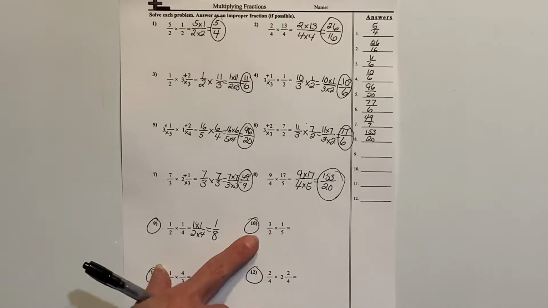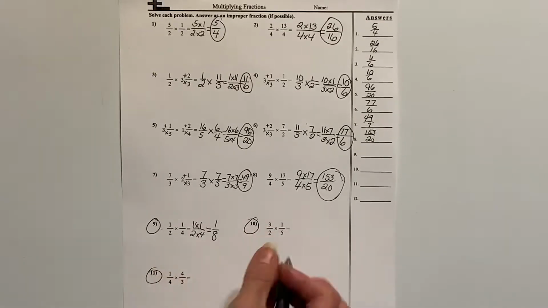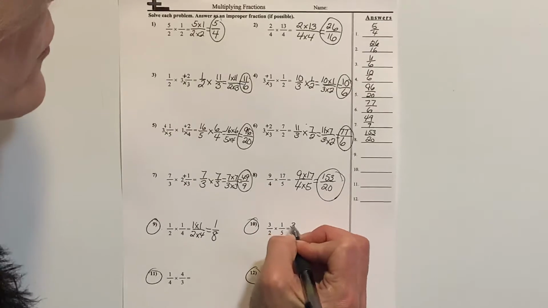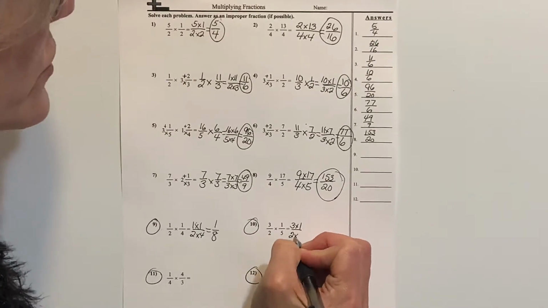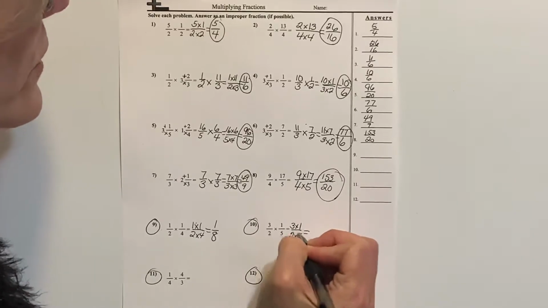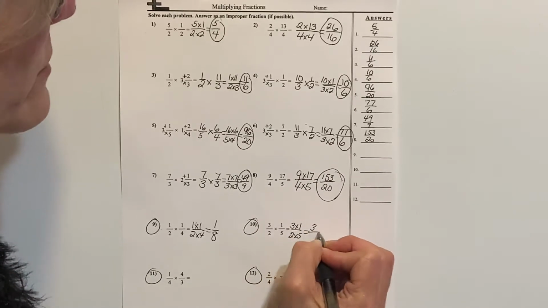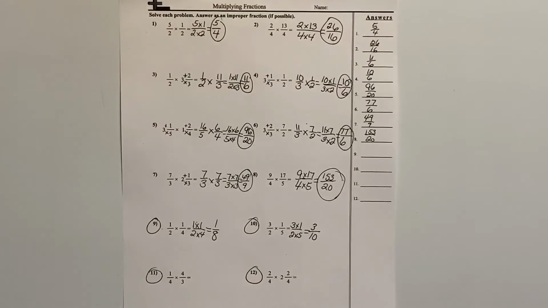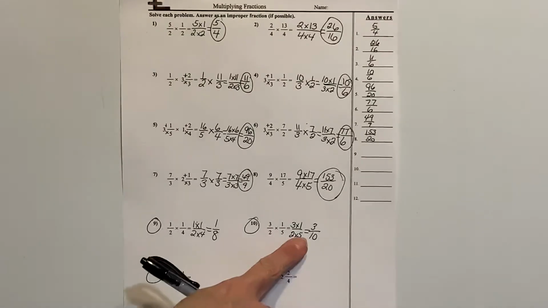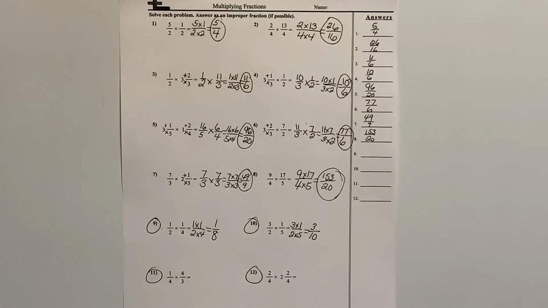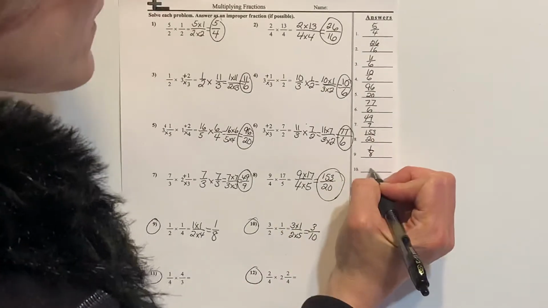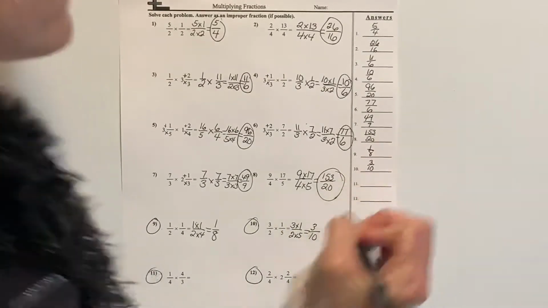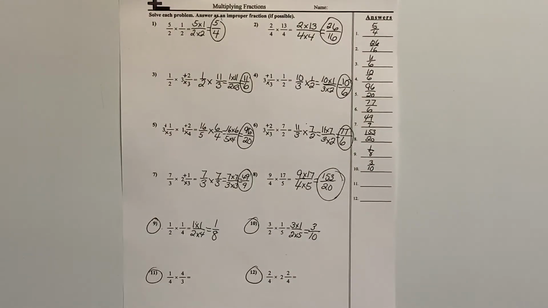All right, so let's take a look at 3/2 times 1/5. So we multiply across, which would be the same thing as saying 3 times 1 and 2 times 5. 3 times 1 is 3, 2 times 5 is 10. All right, again, we do not have an improper fraction. So we've got 1/8 and 3/10. All right, give yourself smiley faces or stars if you got the right answer.